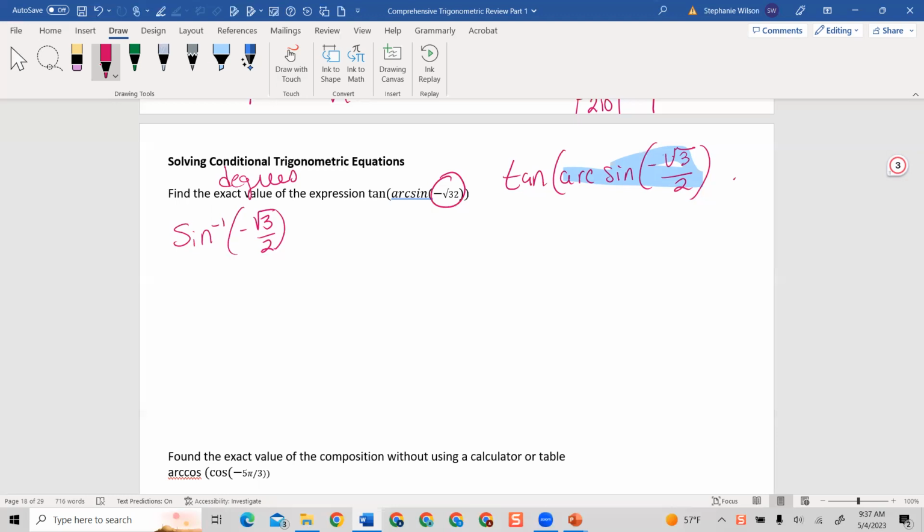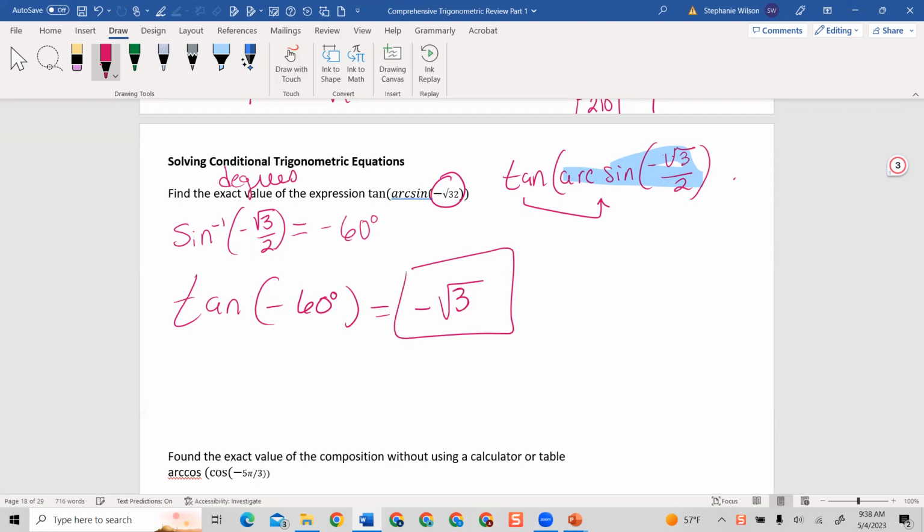Sometimes you're going to know what these values are anyway, because you know the unit circle by now. So that's great as well. The sine inverse of the negative square root of 3 halves, if you go to the unit circle, we know we get negative 60 degrees. Knowing that, I'm now going to say tangent of negative 60 degrees. When we type that in your calculator, it gives me negative square root of 3, and that's my answer.